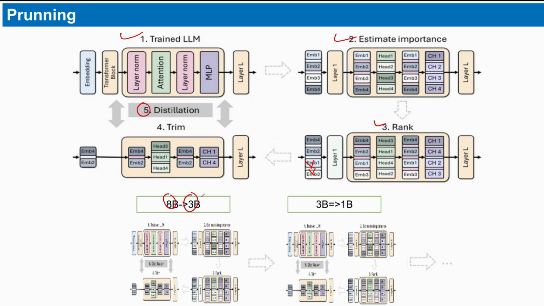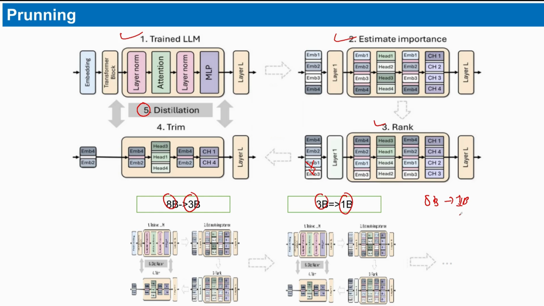Once we get this 3 billion model, again we apply the same steps in order to make the model from 3 billion to 1 billion. So it can be done in two steps, and it is also possible to do the pruning plus distillation directly from 8 billion to 1 billion. But they didn't disclose whether they did it in two steps or one step. So this is the way they pruned their model.